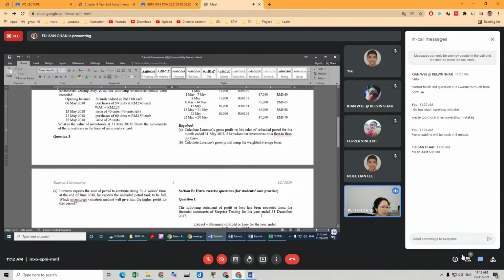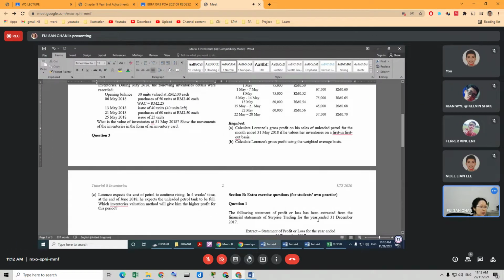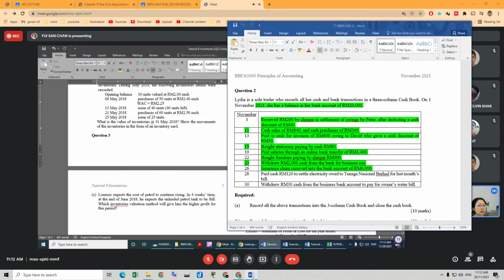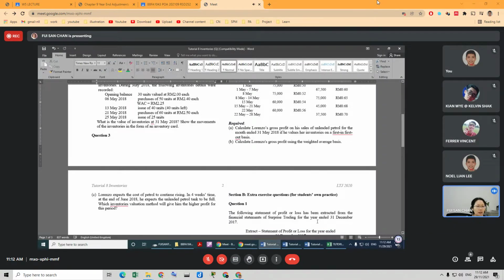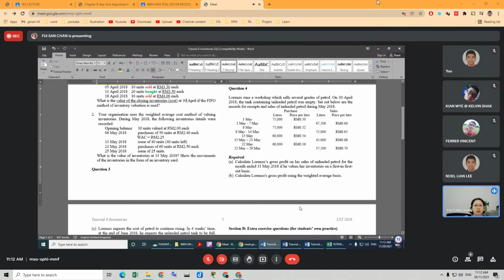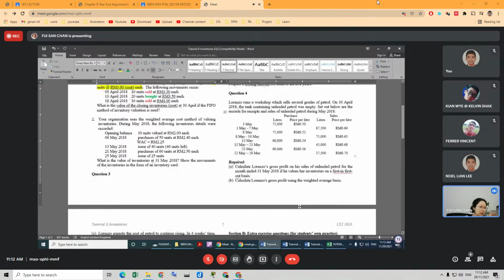Okay, so in accounting, we have accounting standards. For inventory, there's one accounting standard. It's actually MFRS 102. So it's about inventory. This accounting standard all talks about inventory. So the approved methods are 2: first in, first out, and weighted average.